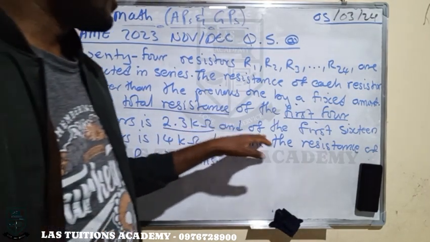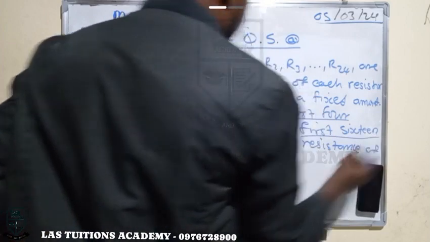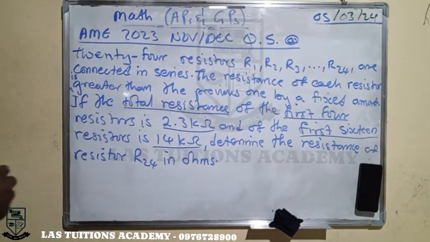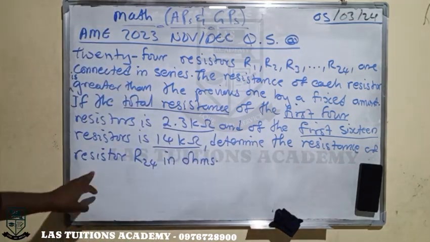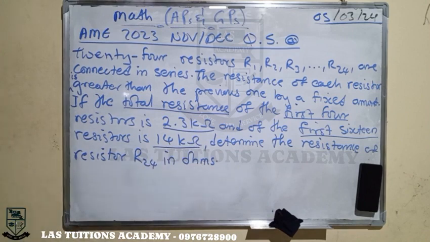And of the first 16, we get what? 14 kilo ohms. Then we're asked to determine the resistance of resistor 24 in ohms. Let's brainstorm again here. Is this an AP or a GP? And give your answer. I hope, Namakau, you are also making some considerations there.